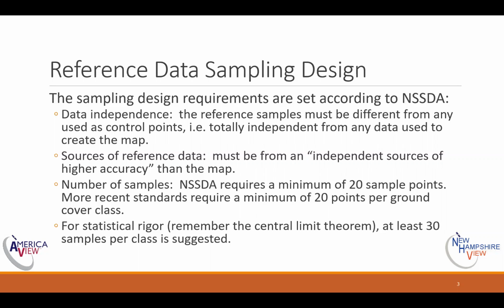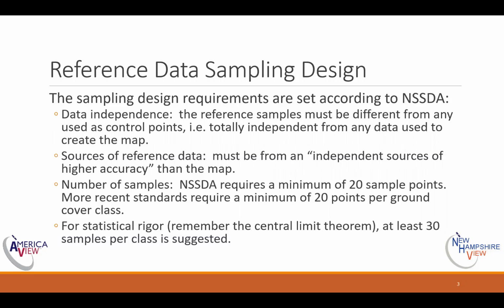Okay. Also, that source of reference data, which, as you remember, we're not calling ground truth anymore. We're just calling it reference data. It must be from an independent source of higher accuracy than the map. Okay, so if the reference data is worse than the map, then it's not going to be able to tell us anything. We need that to be of higher accuracy. We want it to be the best it can possibly be.